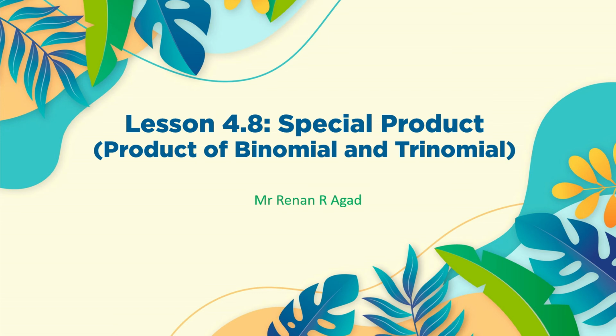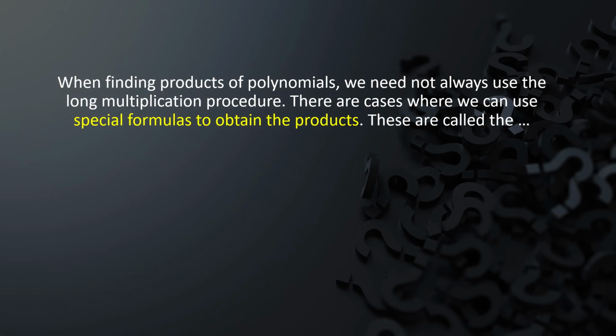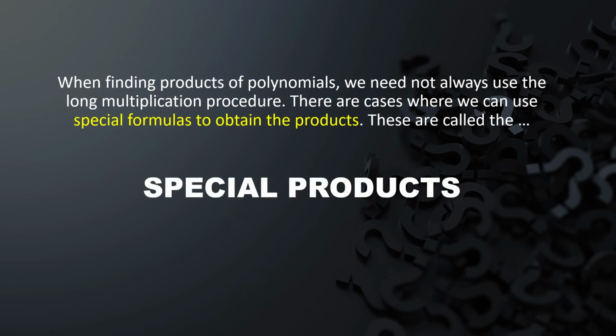Special products. So this is already the second to the last special product. We usually use them when we want to make a shorter version to obtain the product of two different polynomials. So instead of doing the usual procedure, the long multiplication procedure through distributive property, we can obtain the result easily through special products.